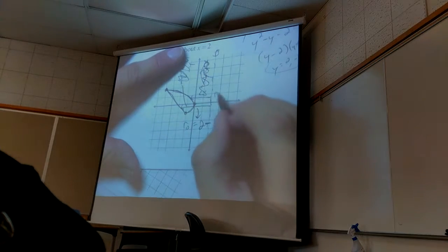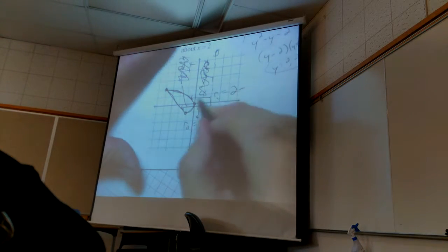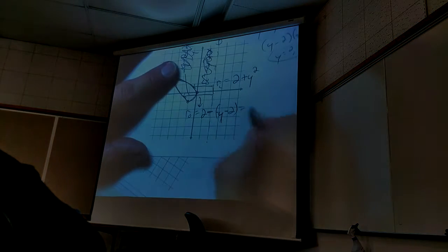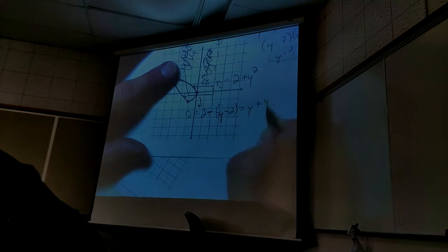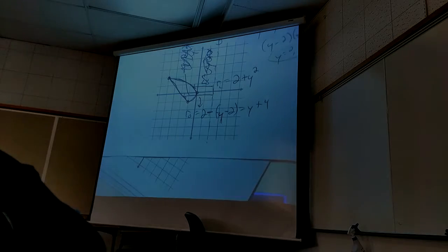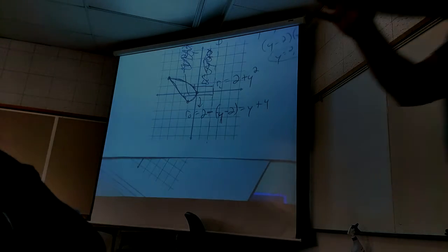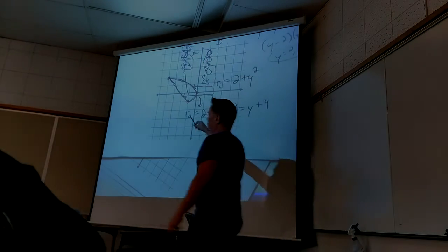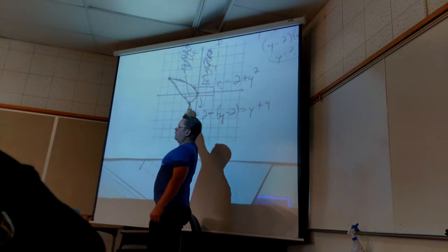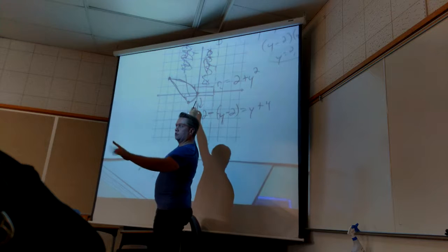Yes, the inner radius is going to be 2 minus negative y squared. So 2 minus negative y minus 2 is y plus 4. Now, here's a way to check. You ready? What's the value of y right here? Negative 1.